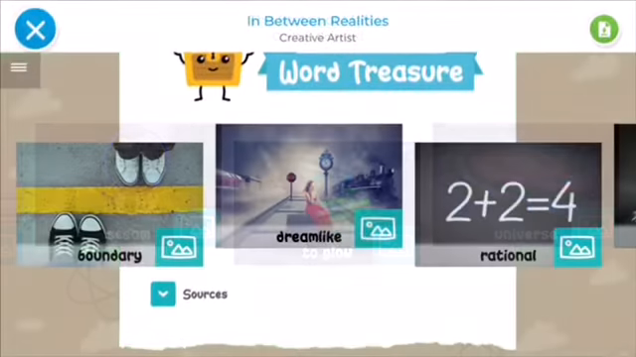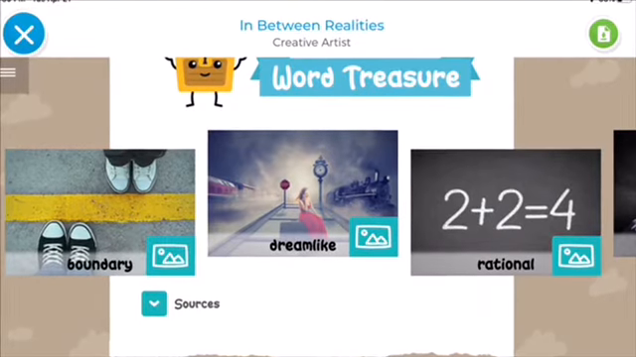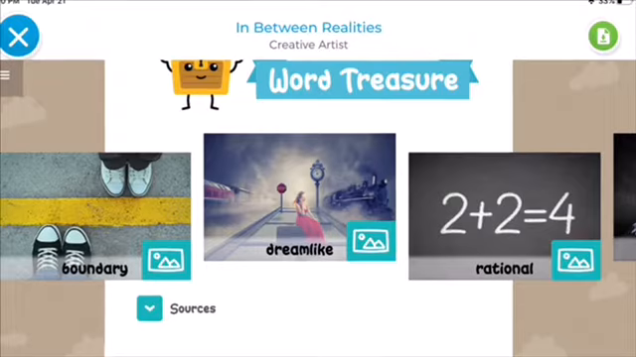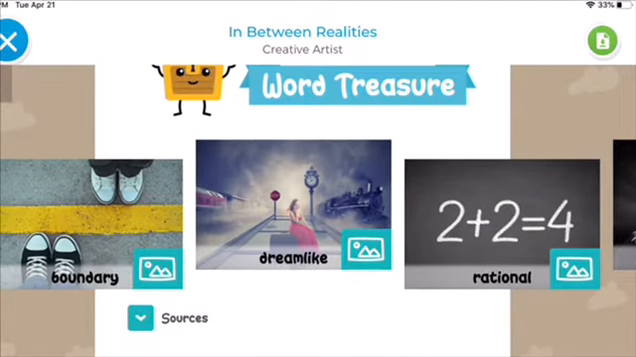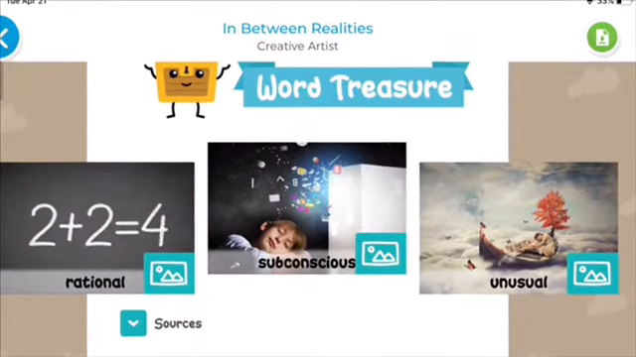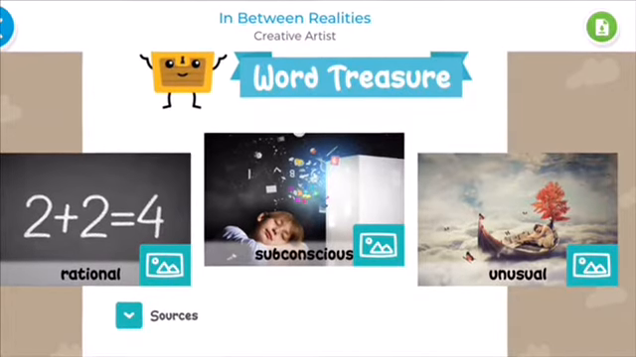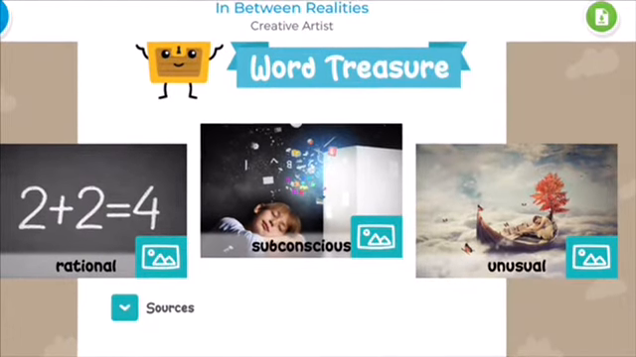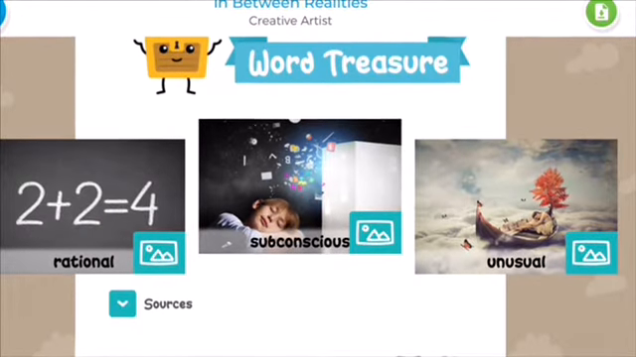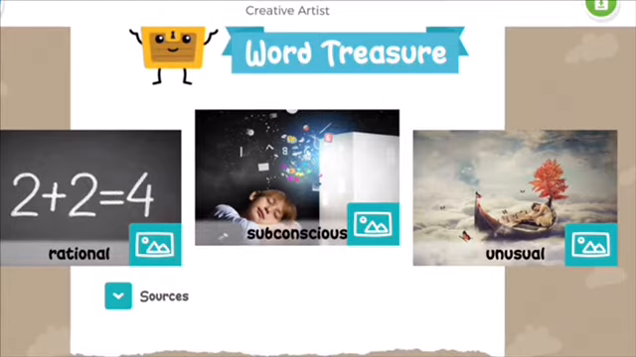The first word from Creative Artist is boundary. Okay, you can use the word boundary. Later you have this other word, dreamlike. Okay, the other word is rational. Okay, in math I did all my exercises and I had a rational grade. Okay, you can also see this other word, subconscious. In my subconscious, I have a lot of memories from when I was a kid. And the last word from this Creative Artist topic is unusual. Sometimes I do unusual things because I am happy doing it. Okay. Now I will give you 15 minutes to create these 10 sentences.